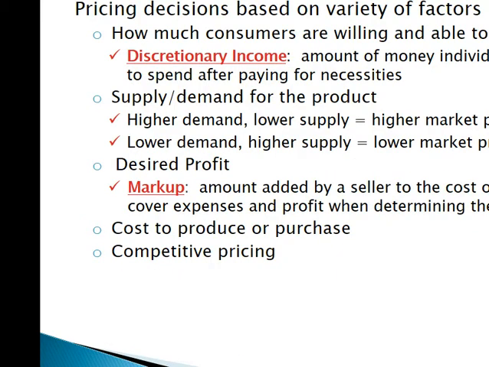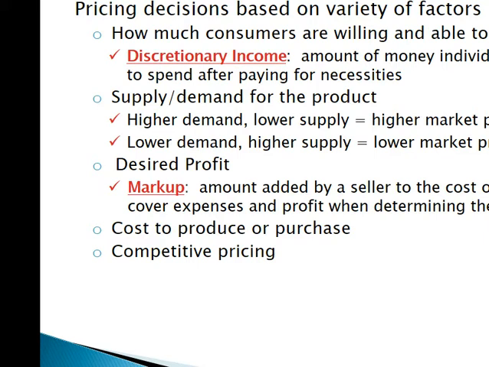So then let's talk about our second P, price. Pricing decisions are based on a lot of different factors. Some of the most common factors you have to consider would be how much consumers are willing and able to pay for the product. A lot of times they're willing to pay a lot, but they aren't able, and you have to know both factors. You have to know what's called discretionary income, and that's simply defined as the amount of money that an individual, or in your case, a potential customer, has available to spend after they pay for all of their necessities. They have to have enough discretionary income to buy your product.